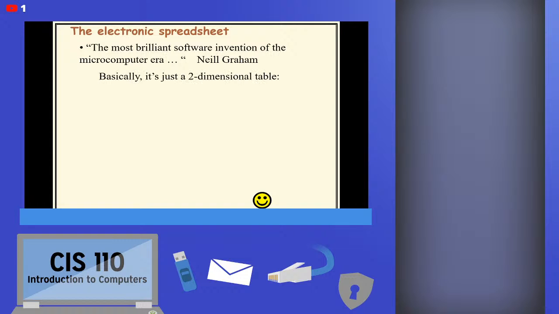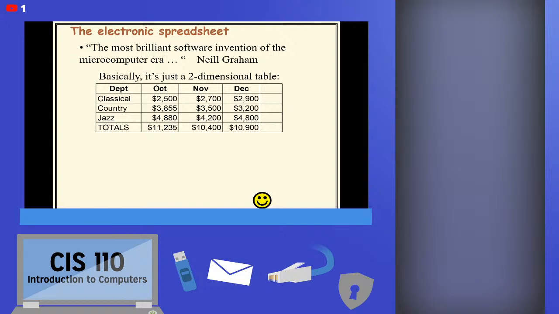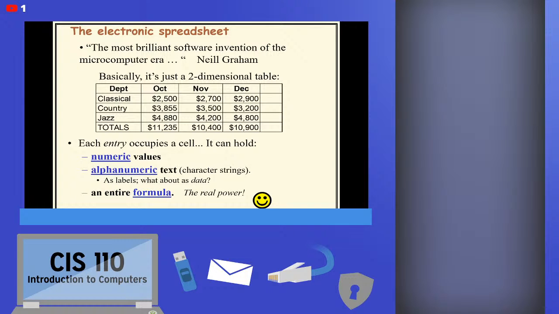And really, when we look at it, it's simply just a two-dimensional table. As we see here, we just have information along the x-axis and information along the y-axis. But it's what we can do with that information in that two-dimensional table that makes the spreadsheet so powerful. Each entry occupies a cell, and each cell can hold numeric values, being the numbers, or alphanumeric values, being the labels.